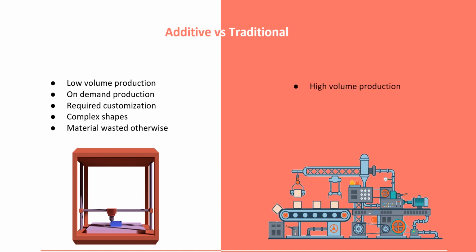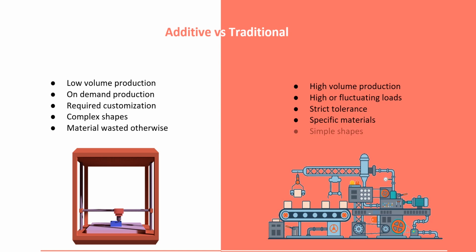Traditional manufacturing methods are ideal for high volume production of identical parts that will undergo high or fluctuating loads, parts with strict tolerances that must be incredibly dimensionally accurate, when using materials that are not available as 3D printing materials, and when constructing very simple shapes.